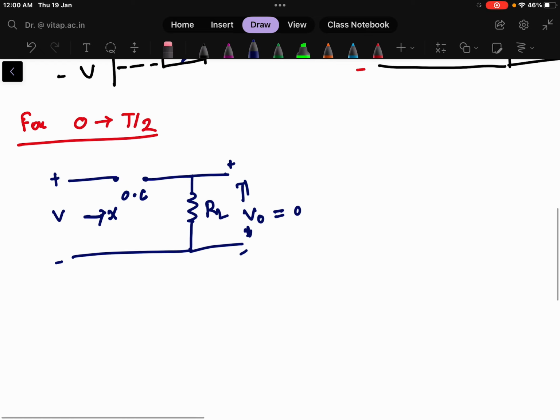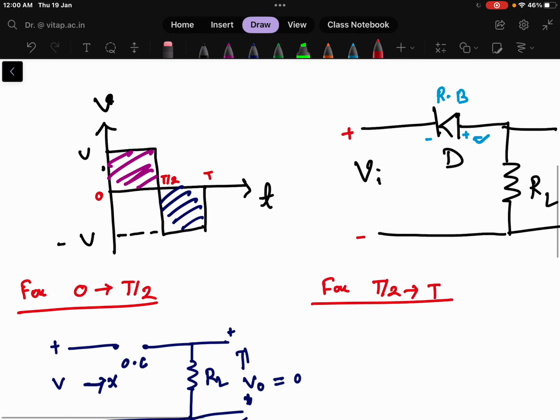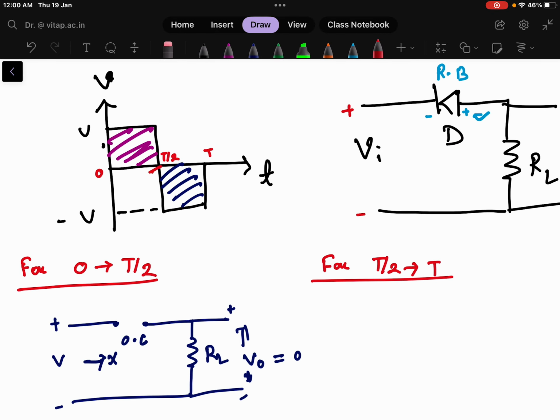Now we will consider the second part of the wave, from T by 2 till T. If I consider from T by 2 to T, in this time what is the voltage level? The voltage level is minus V.